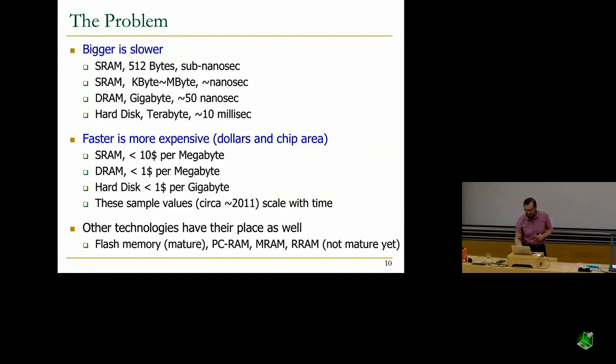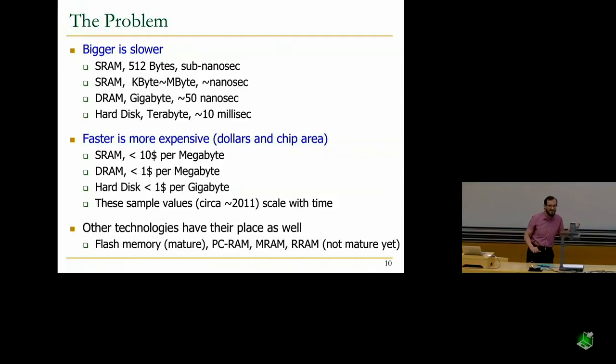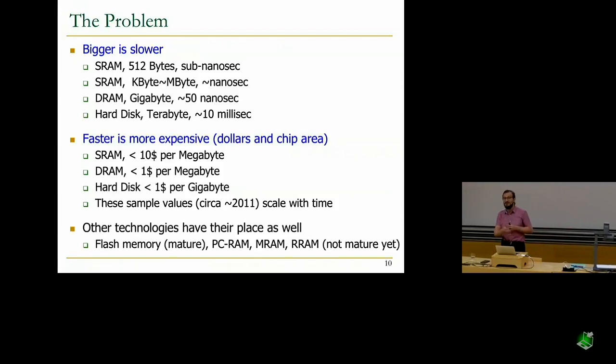There are other technologies that are also coming up: phase change memory, magnetic memory, resistor memory, memristors. They're also very, very interesting, but we don't really have time to talk about these. All of these are non-volatile technologies, like the hard disk. Basically, when you turn the power off, they don't lose data. Whereas SRAM and DRAM, they're volatile technologies. When you turn the power off, they lose data, right? And these non-volatile technologies are non-volatile because of the nature of the materials that make up the storage device.